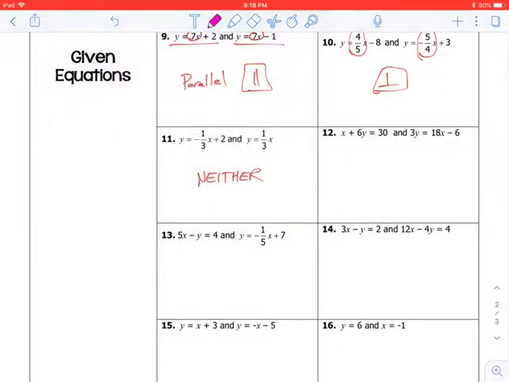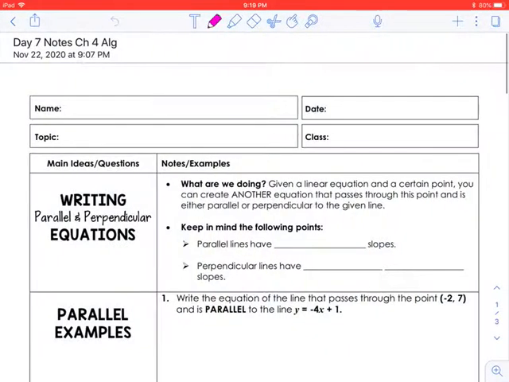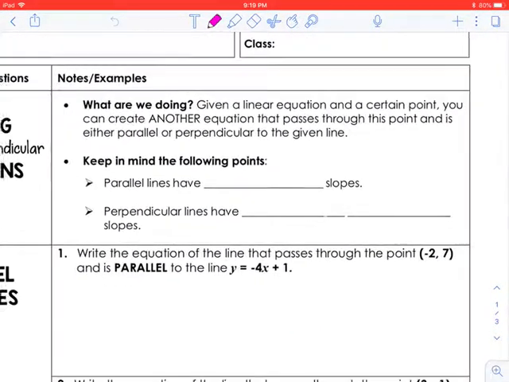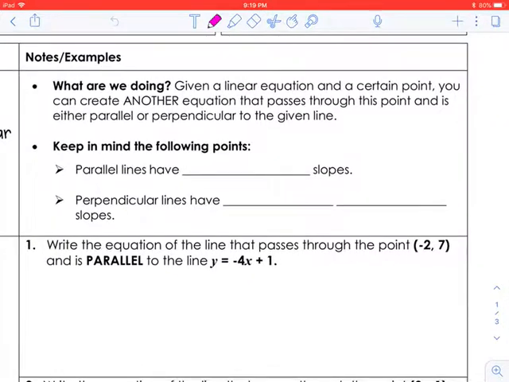All right, so let's go to the next part, which is writing equations based on what the situation gives us. So this goes back to our last chapter where we have to find equations. So what are we doing? Given the linear equation and a certain point, you can create another equation that passes through this point and is parallel or perpendicular to the line. So similar to what we did in the last chapter, we're going to take the slope and point slope form and go from there.